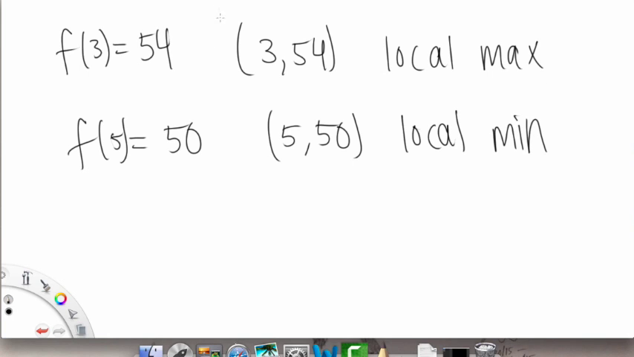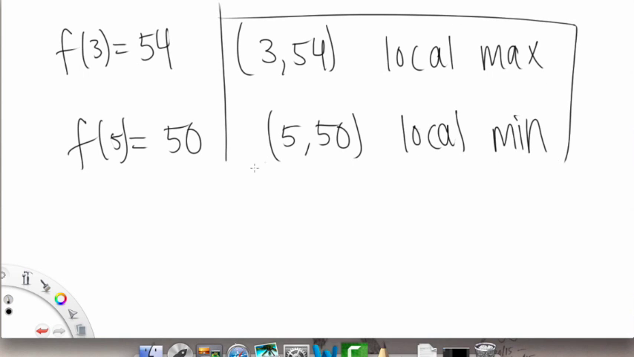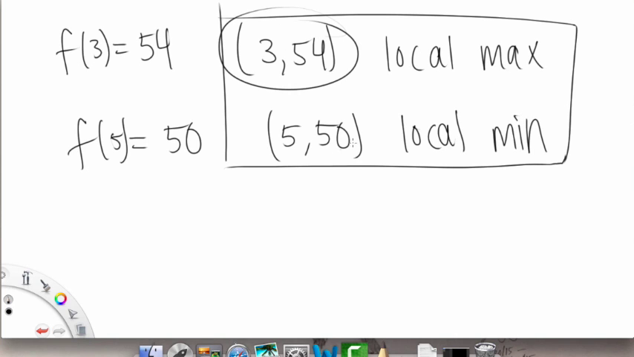Okay, so just in case they ask for the value of the function at those points, like the actual maximum or minimum points, as opposed to the x values or the critical points, just like the 3 or the 5, this is what you do. You just plug it into the function, you can get the entire point. Okay? Alright, so that's it.